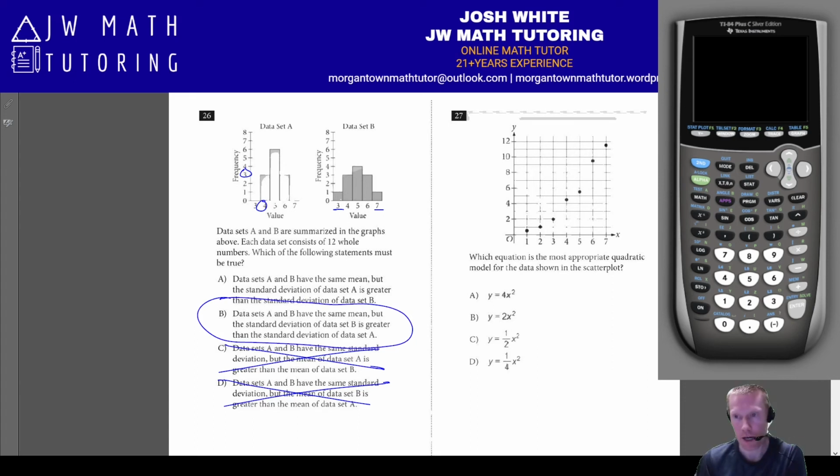Next, problem number 27. Here you're given a quadratic, you're given a bunch of points, a scatter plot essentially, and you're asked which of these is the most appropriate quadratic model.